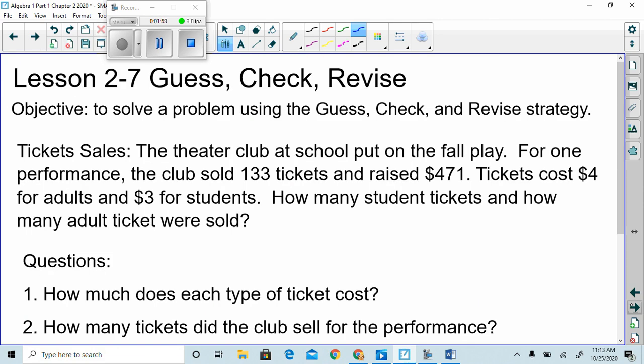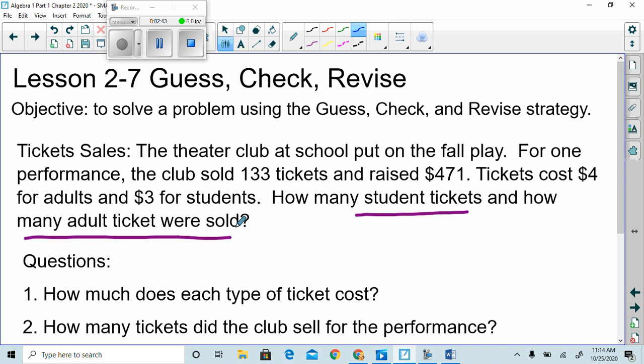Today we're going to look at a problem-solving strategy called Guess, Check, and Revise. And our goal is to use this strategy to solve a particular problem. So let's start with our problem. It involves ticket sales. The theater club at school, here at Union Catholic, we call it PAC, put on the fall play. For one performance, the club sold 133 tickets and raised $471. Tickets for adults cost $4 and $3 for students. How many student tickets and how many adult tickets were sold?